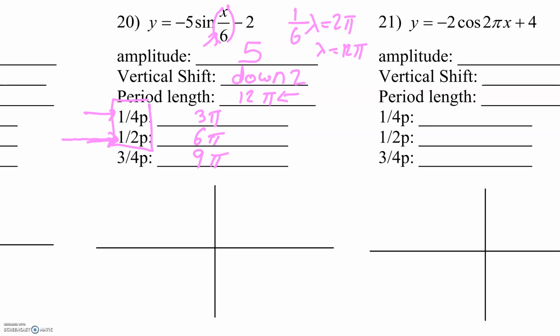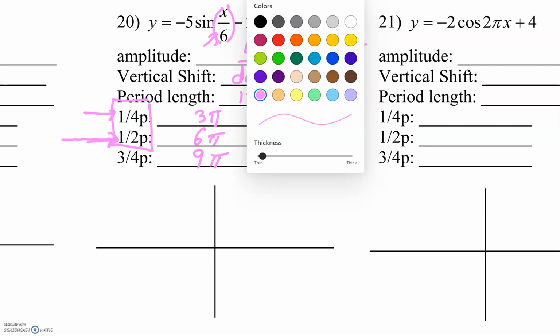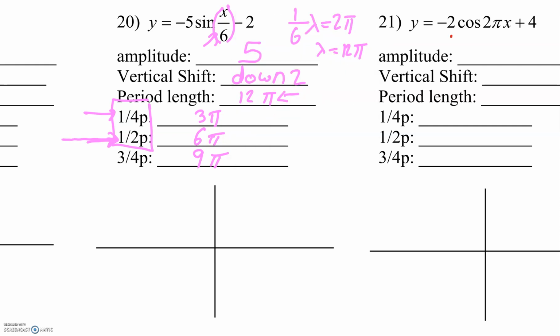So what we do is this, to go about graphing this. First thing we're going to do is locate our new sea level. We've been shifted down 2. So there's my new sea level here. And the amplitude is 5, right? So it's going to be going up 5: 1, 2, 3, 4, 5. And then down 5: 1, 2, 3, 4, 5.